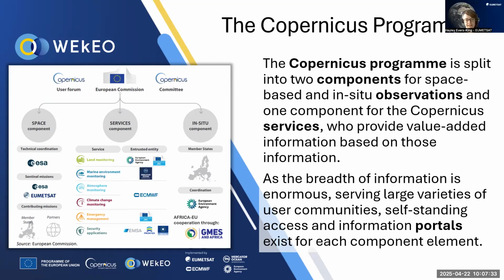The data from the satellites then flows downstream into the services component, and you'll see there listed, we have a land service, marine service, atmosphere service, climate change service, emergency management service, and a security applications service as well. These are coordinated by a group of different organizations who are also what is known as entrusted entities. That's us, ESA, and all these organizations you see listed there next to the services.